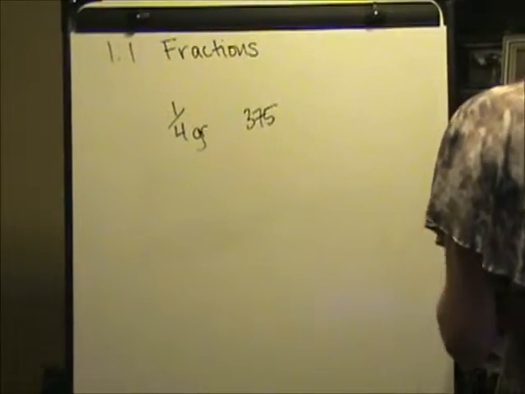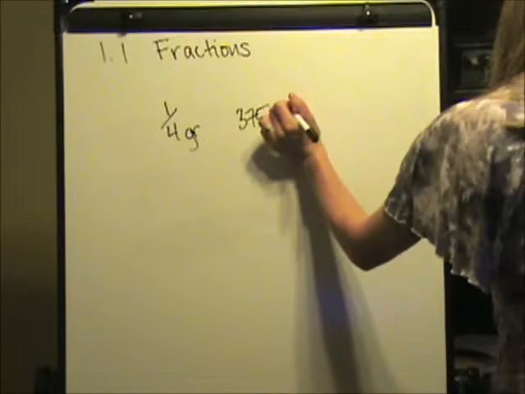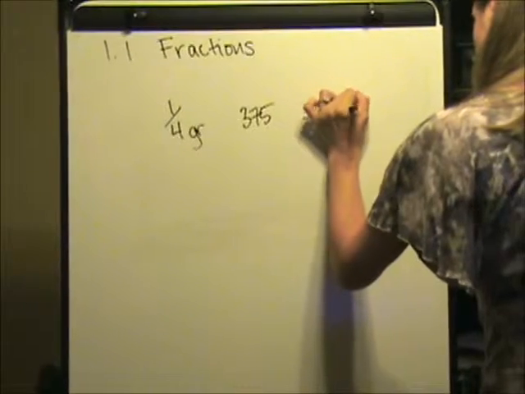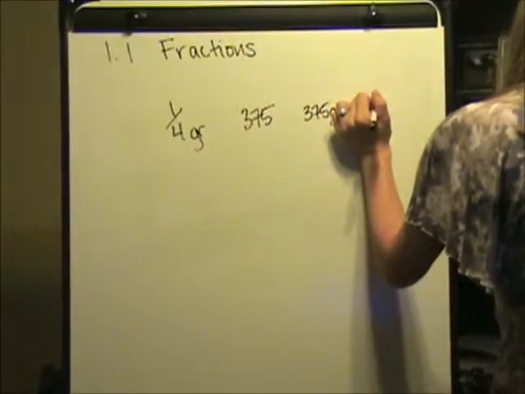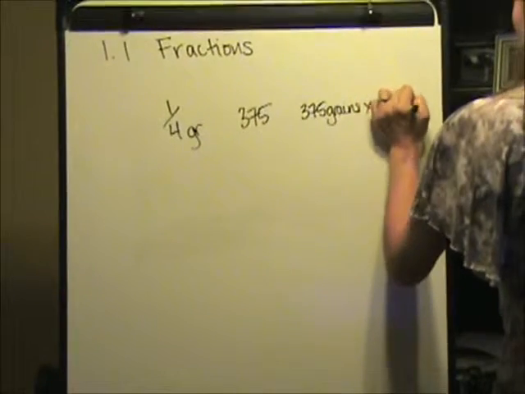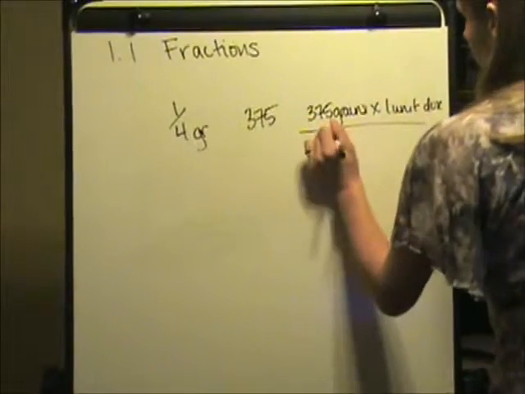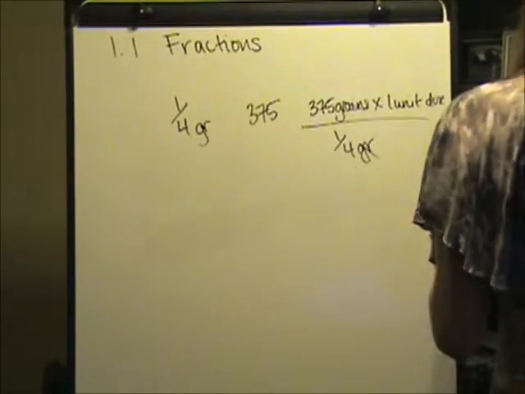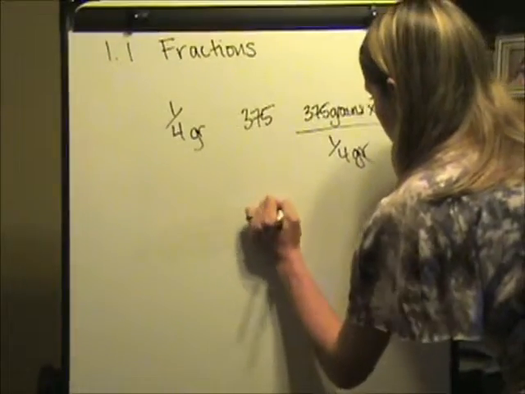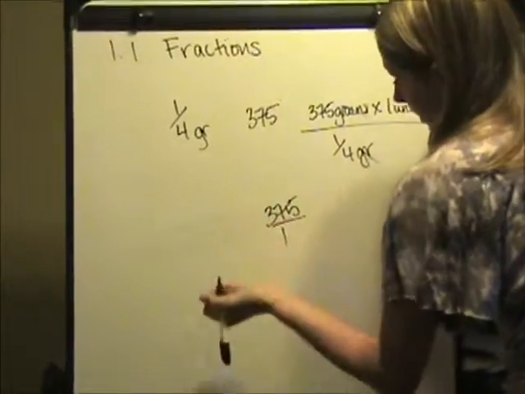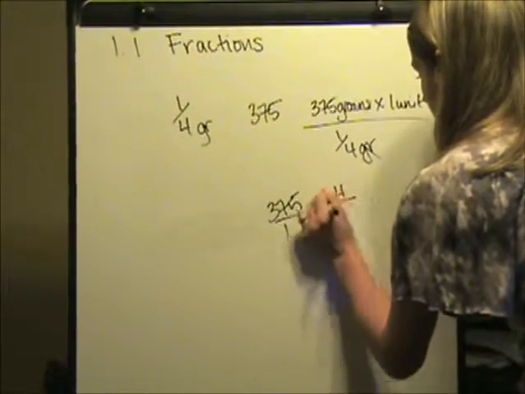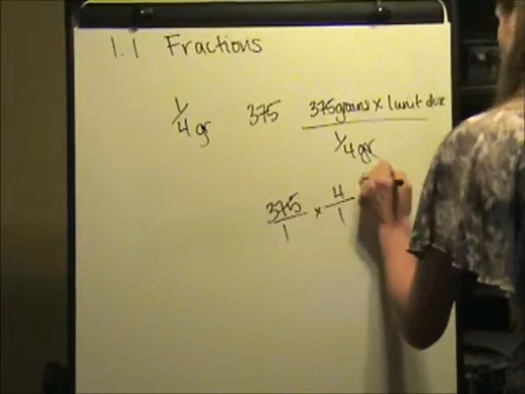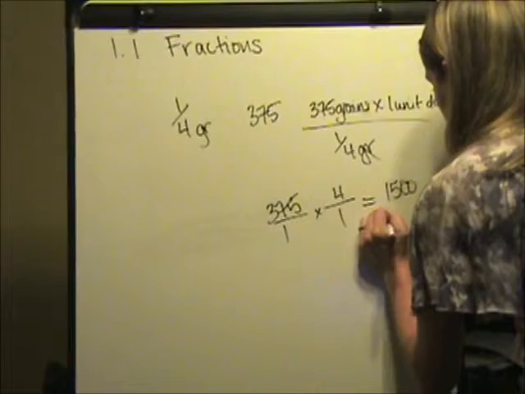Okay, so we'll just set up a little easy problem here to multiply them together. So 375 grains times 1 unit dose. We're going to divide that by 1/4 grain. Okay. And if we take that, we end up taking 375, and you can write it like that if you want, by its reciprocal, which would be 4/1. So we take 375 times 4, and that gives us 1,500 containers.